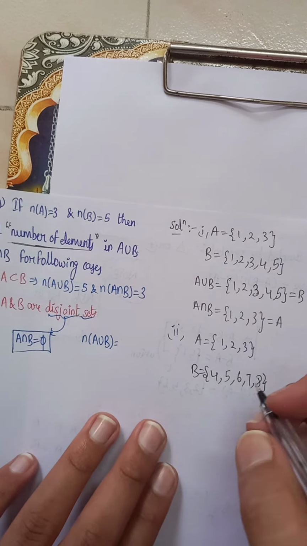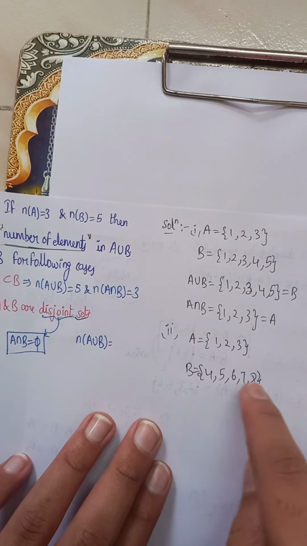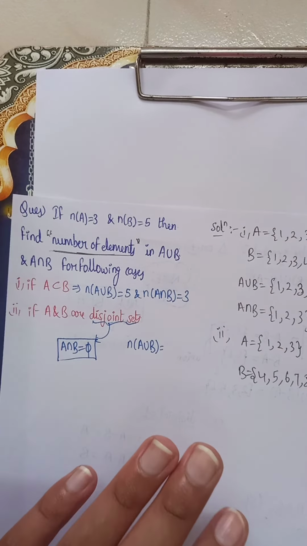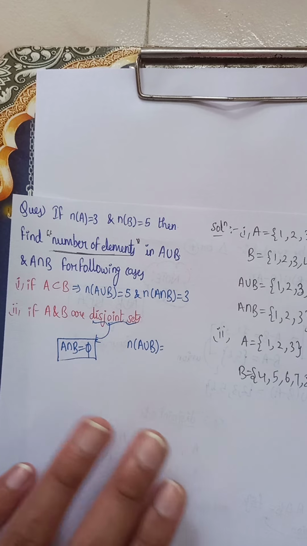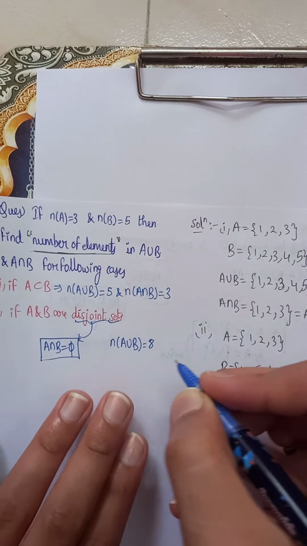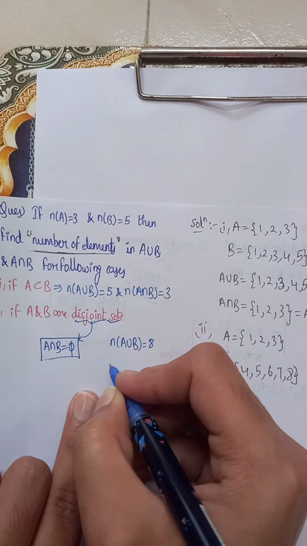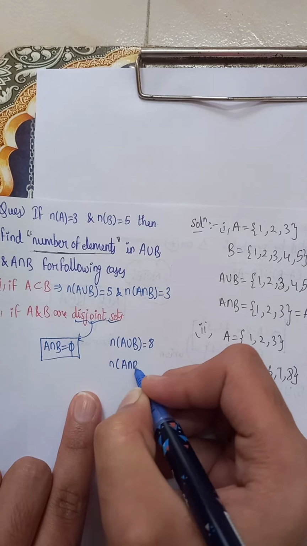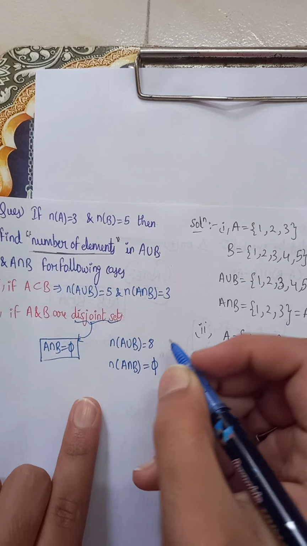If you take A union B, then you need to write 1, 2, 3, 4, 5, 6, 7, 8. So the number of elements in A union B is 8, and the number of elements in A intersection B is zero, since it is an empty set.